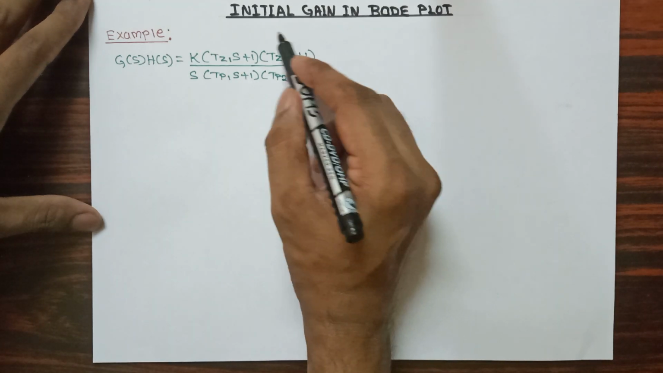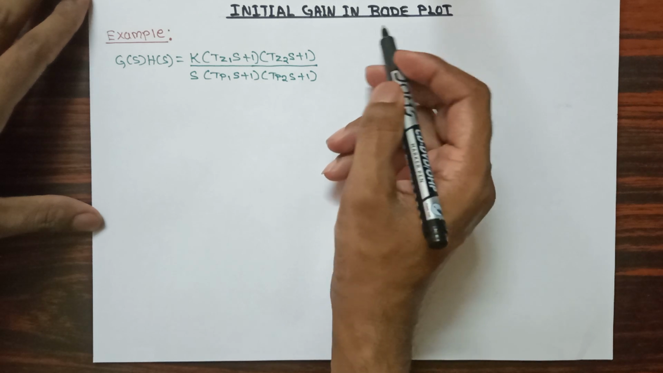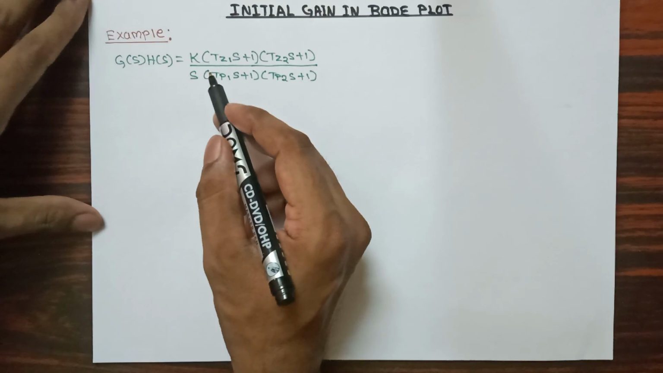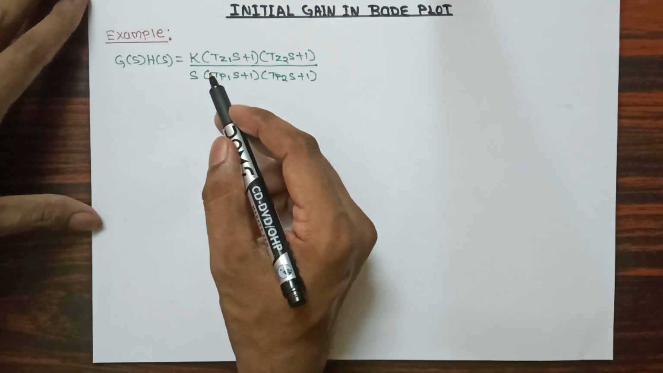Today we are going to discuss initial gain in Bode plot. Initial gain is the start of the Bode plot. To sketch the Bode plot, first we need to calculate the initial gain.